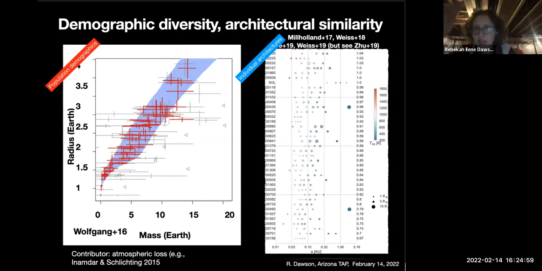For looking at individual architectures of these systems, people have found that even though there's a wide range overall, like different sizes, different spacings, within each system, it's somewhat self-similar. This is called the peas in a pod trend. So each system has kind of similar sizes and spacings for its planets.